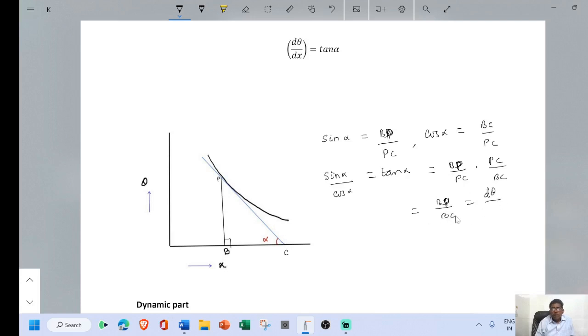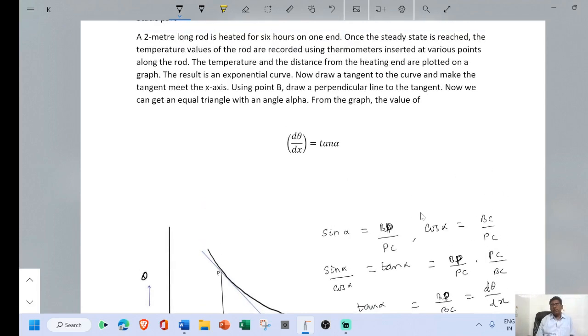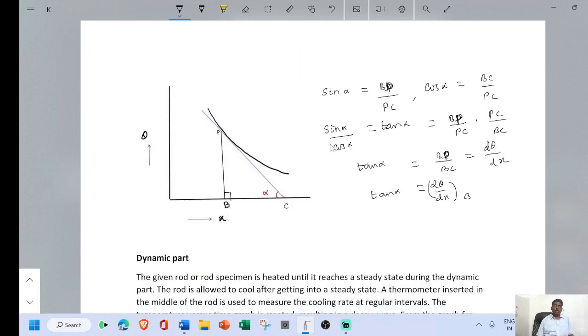Then the value of BC is dx. Sin alpha by cos alpha equals tan alpha. Therefore, tan alpha equals d theta by dx at the point B. So, instead of d theta by dx, we have to put tan alpha.